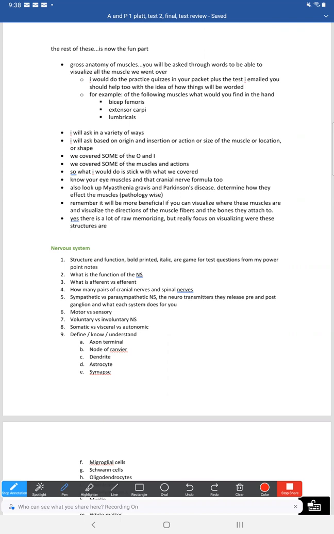Okay, so the practice quizzes, the practice tests. So for example, of the following muscles, what muscles would you find in the hand? Okay, there's different ways to ask about muscles in a written version. Okay, so when you're doing the lecture test, it's all written. There's no pictures. Okay, and then when you do the lab test, that's all visual, lots of pictures. So of the following muscles, what muscles would you find in the hand?